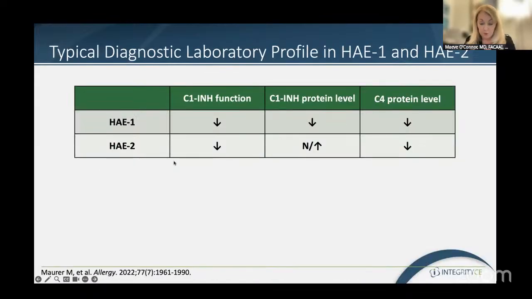This is a typical diagnostic laboratory profile for both HAE1 and HAE2. Both types will typically have a low C4 level, so that's often used as the first screening test. Type 1 shows reduced C1 inhibitor levels and function, while type 2 can have normal or even high C1 inhibitor levels with reduced function. But these patterns help differentiate between the types and, again, guide therapy selection. Not only important for board exams.